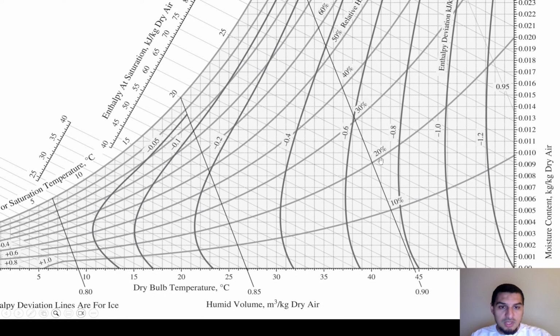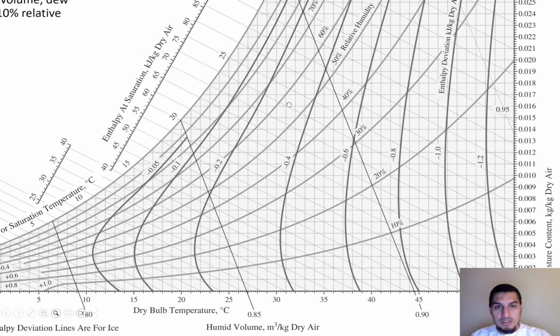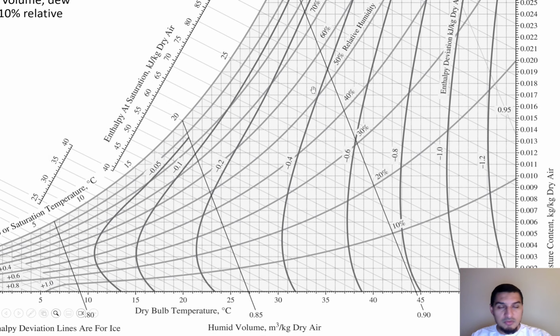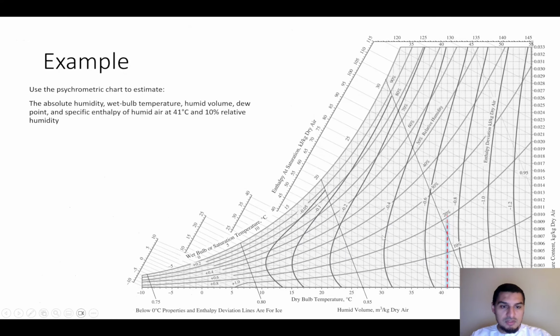So this is 41, 42, 43, 44. So this is 41 degrees Celsius, and the relative humidity are these. This is what's written as the relative humidity. So these are the relative humidity lines. So this is 10% relative humidity, and this is 41 degrees. So the intersection of these two lines is going to be this point. So this point represents the air that we have here, the 10% relative humidity and 41 degrees Celsius dry bulb temperature. So now we can get everything else.